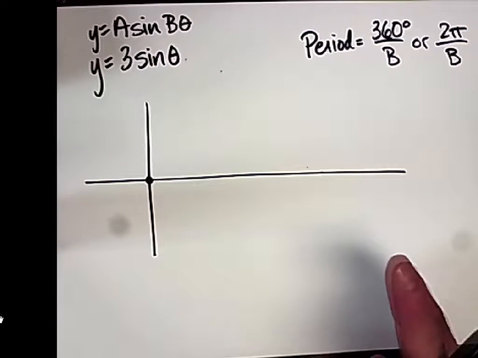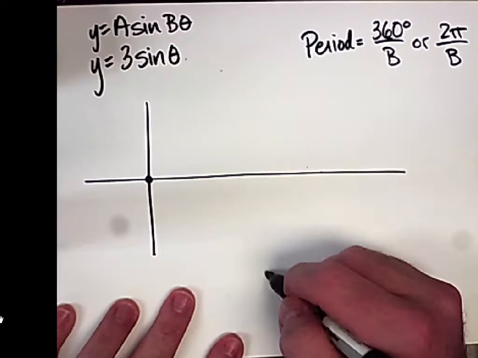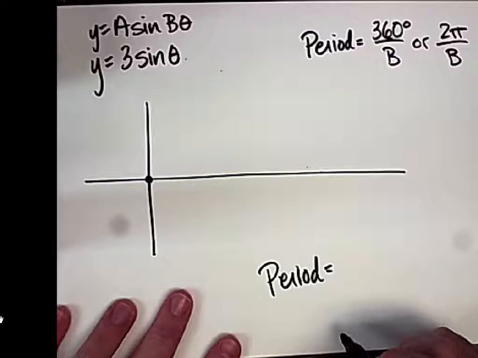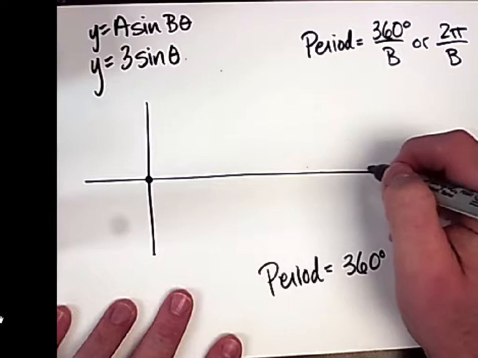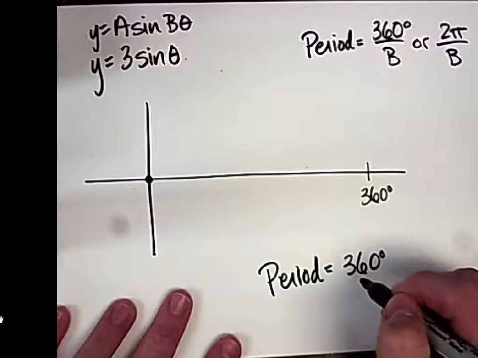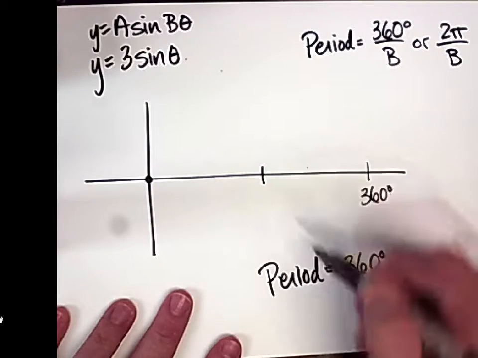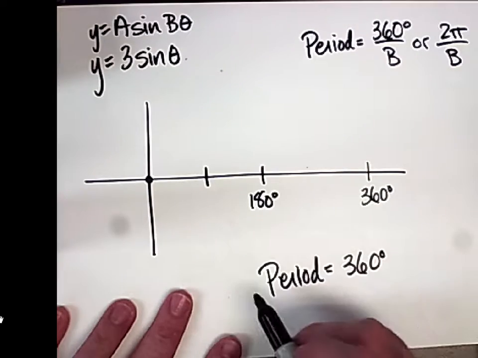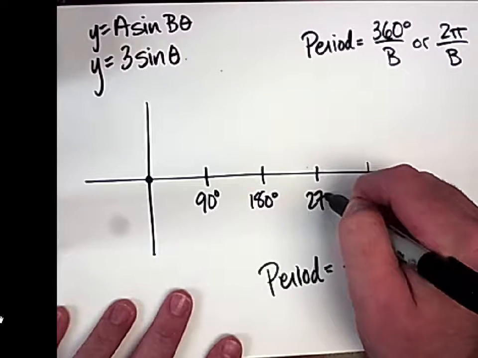So here's how I graph it. First find the period. What is the period of this function? 360 over 1. So 360. So mark that off, and then you divide it into 4s. So divide it in half, what would you get? 180. Divide that in half, what do you get? 90. So then that makes this 270.